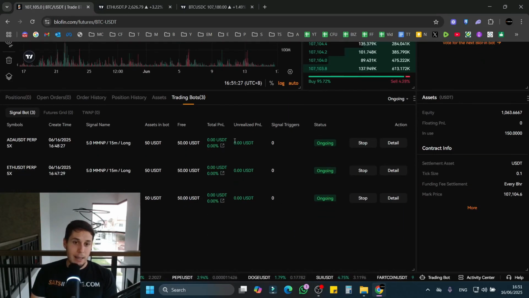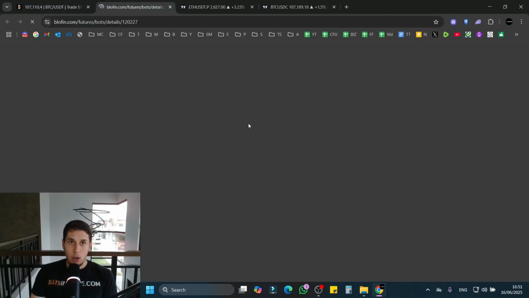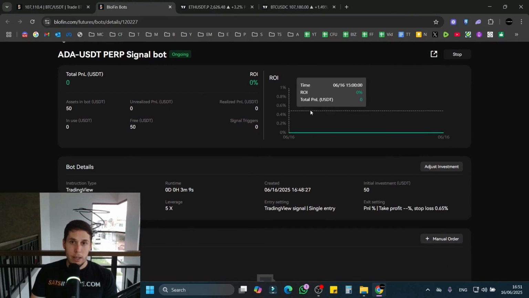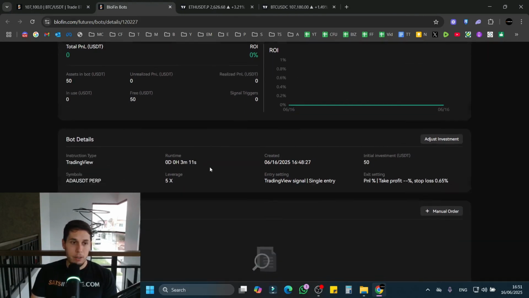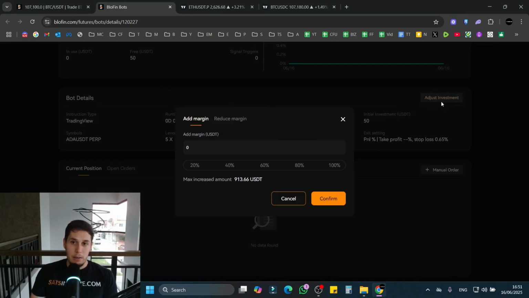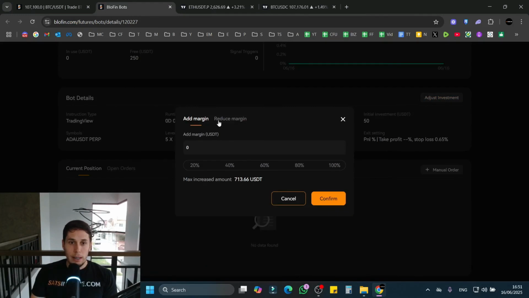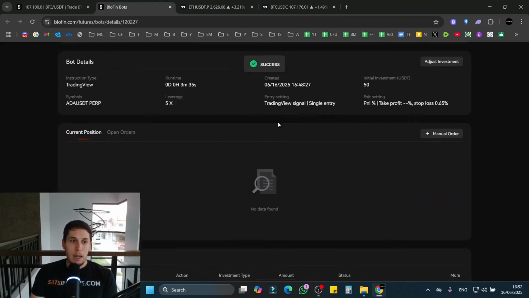Then if you want to analyze and see what's going on with the bot, you go to the details right here. So click on details and you're going to get lots of details. You will see the ROI here, a graph of the ROI. You can adjust investment, add more money to the bot if you want to add margin. Let's say that you want to add $200 more margin. So this bot is going to have like 250 now. If you want to reduce margin, you can do the same, right? So I can get this money back right out of the bot.